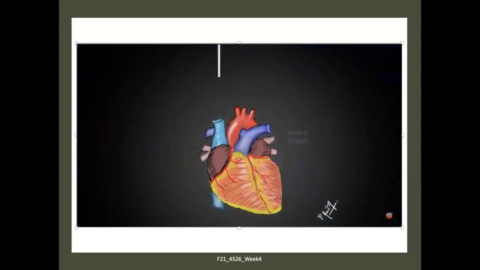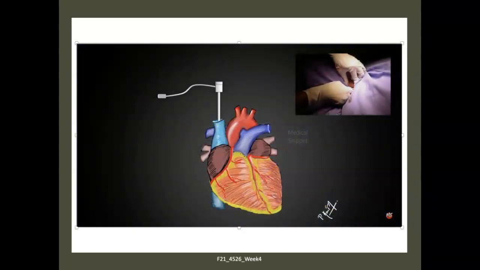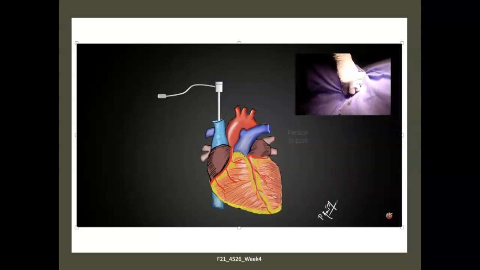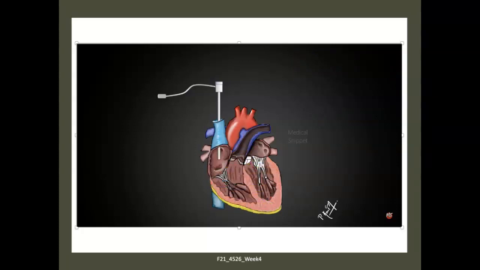The PA catheter is inserted after placing an introducer sheath in the internal jugular vein. The side port of the introducer sheath can be used for rapid infusion of fluids. Let's open up the heart to see the position of the PA catheter in relation to the internal anatomy of the heart. The pulmonary artery catheter is then gradually inserted into the sheath.